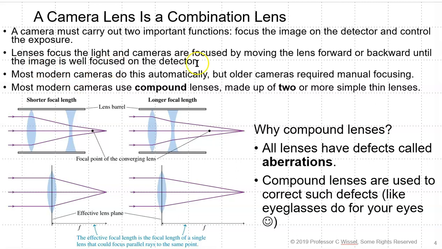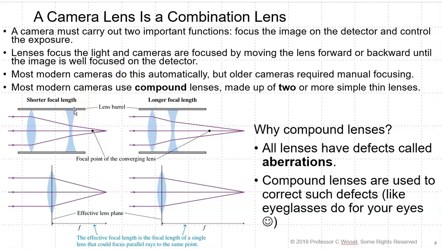Lenses focus the light, and cameras are focused by moving the lens forward or backward until the image is well focused on the detector. Now that's a little different than what it is in the eye. The lens itself actually changes its shape. In a camera, they just change the difference between the two lenses that make up the camera lens. Now, most cameras, the modern ones, do this automatically, but older ones require manual focusing.